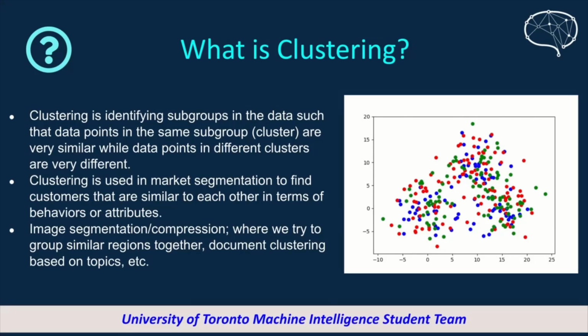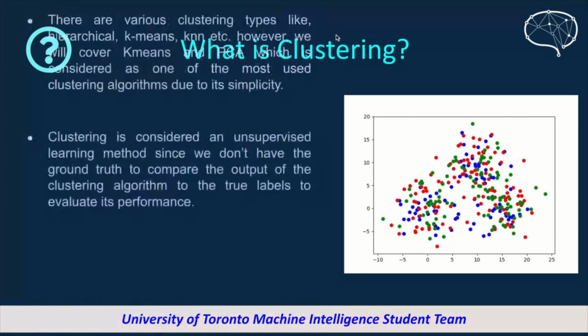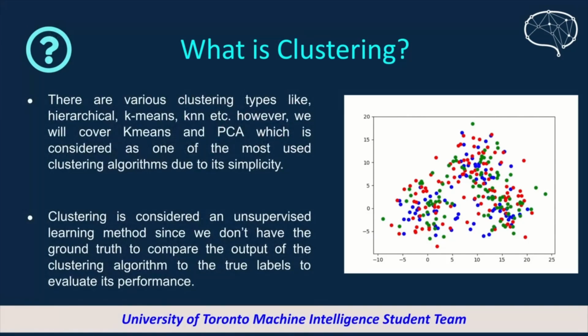There are different types of clustering. We have hierarchical clustering, k-means clustering, KNN, which is the k nearest neighbors, then principal component analysis, singular value decomposition, and independent component analysis. In this video, we will be going into depth with k-means clustering and PCA.